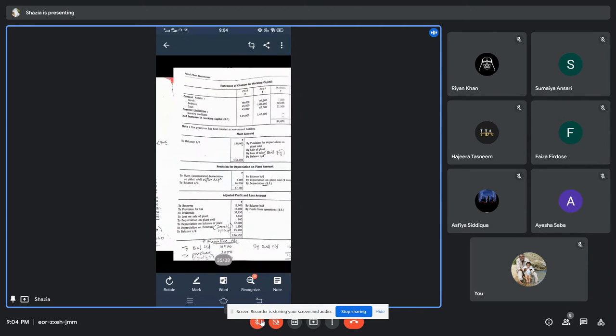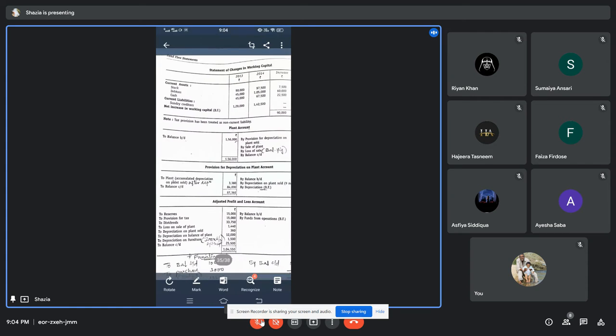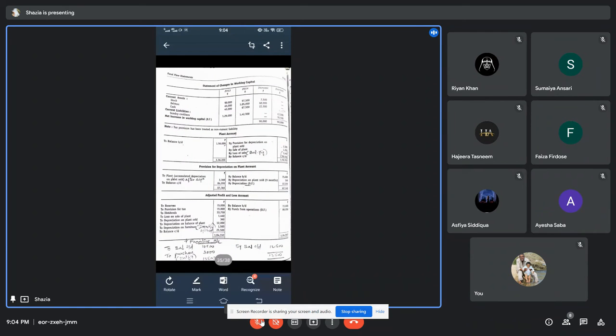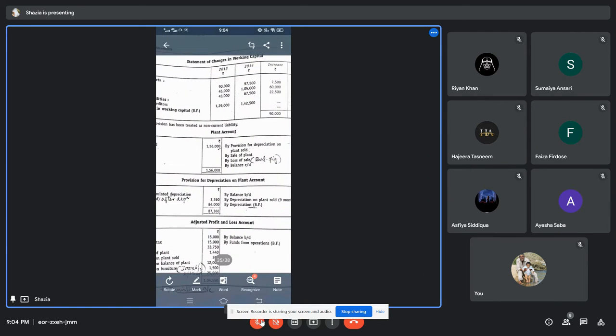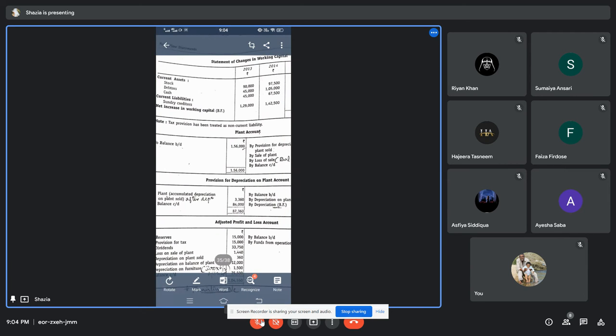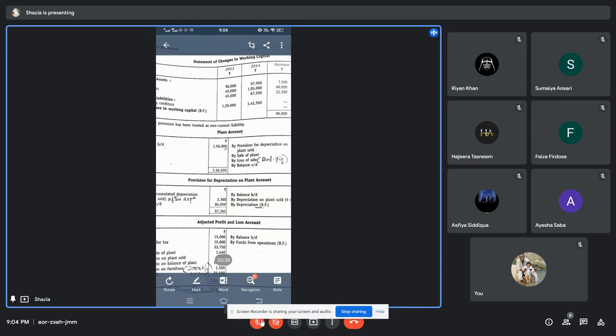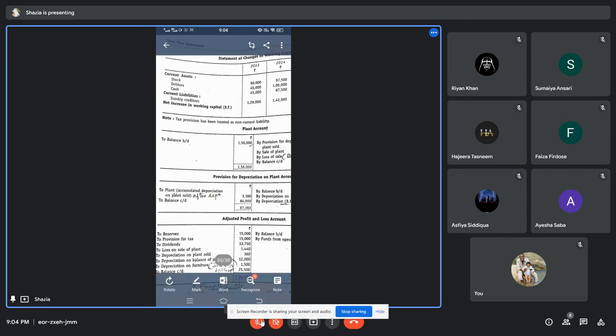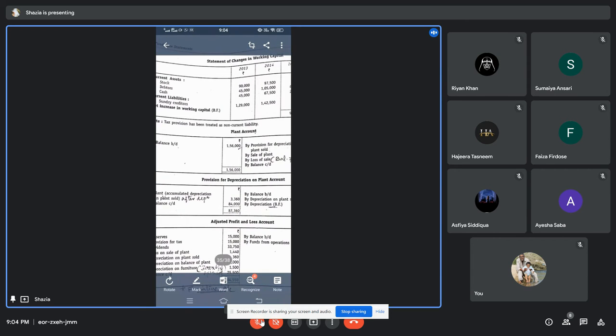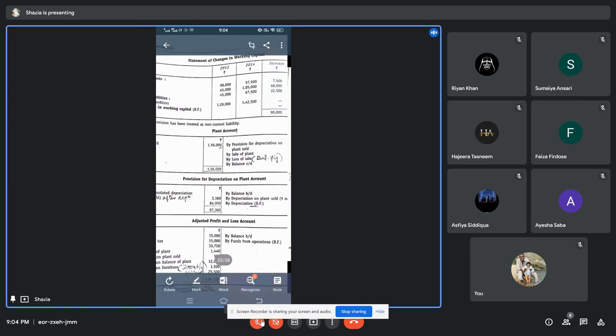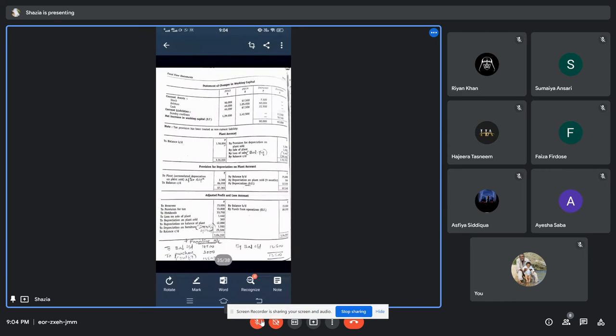So take down all the statement of changes in the working capital. Now, you know how to do it. Stock is increasing, so when it is increasing, your working capital also increases. Then your debtors, 45,000 minus 1,05,000, it is increasing, so your working capital also increases. Then next, cash 45,000 minus 67,500, it is increasing, so it is an increase in the working capital as well, okay.